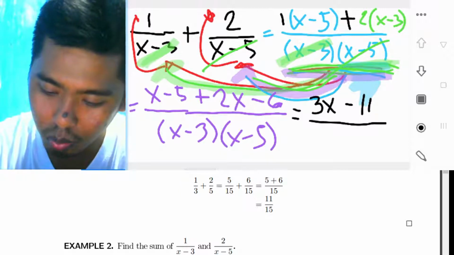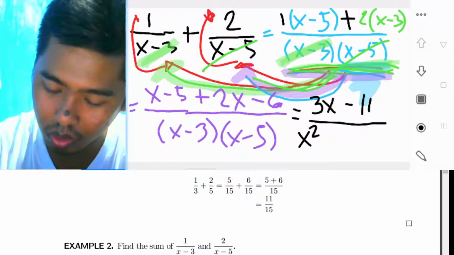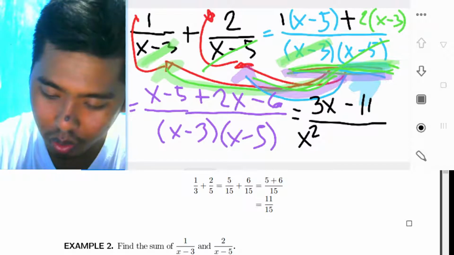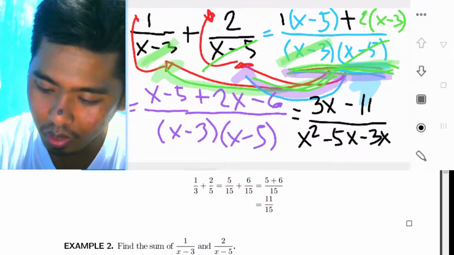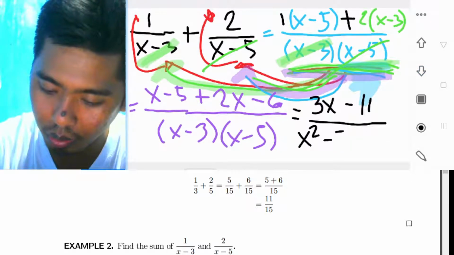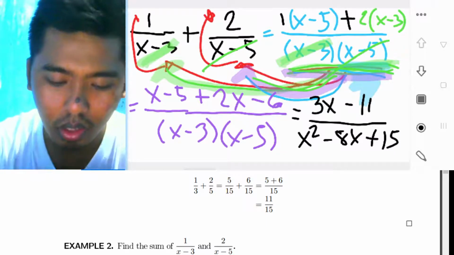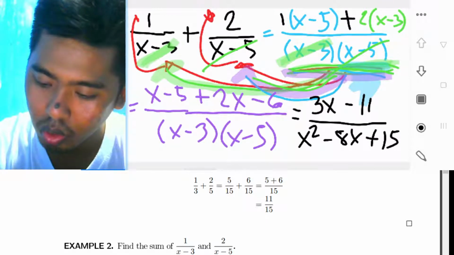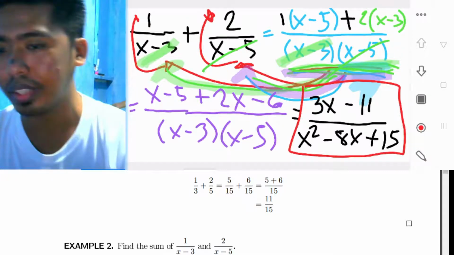All over. This would become x squared. Ang atong buhatan na ni distribute. X squared minus 5x. Negative 3x. So that would become negative 8x. Then, positive 15. Because negative 3 times negative 5, it's positive 15. So, therefore, that would be your final answer. Okay. So, 3x minus 11 all over x squared minus 8x plus 15.